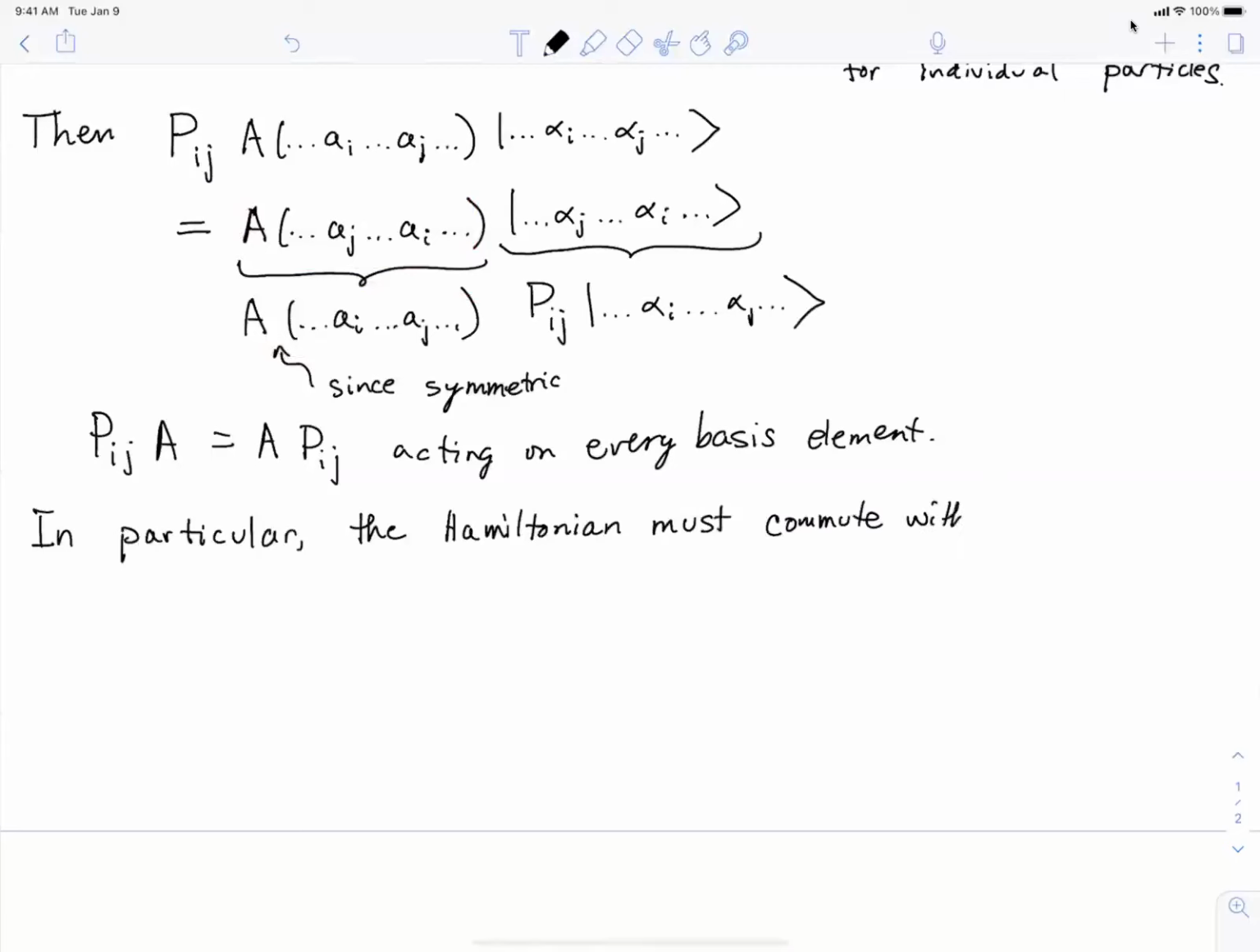So the Hamiltonian must commute with every pair exchange operator, because we just chose one at random. We could have chosen any one of them. And so you can write Hamiltonian commutator pair exchange operator is 0.